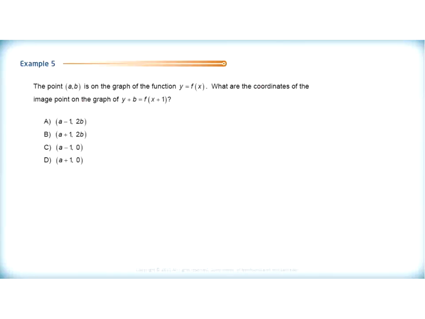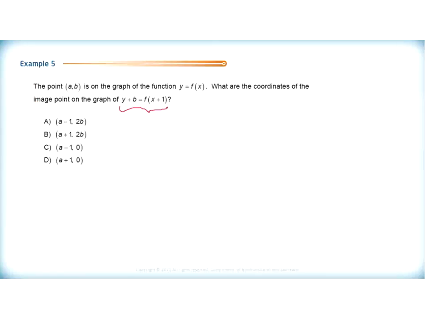Let's have a look at one more example here. The point AB is on the graph of the function y equals the f of x. What are the coordinates of the image point on the graph of y plus b equals the f of x plus 1? Again, it might be a good idea to pause the recording and try this example first. Okay, let's continue. The point AB is on the graph. What will the coordinates of the image point be?